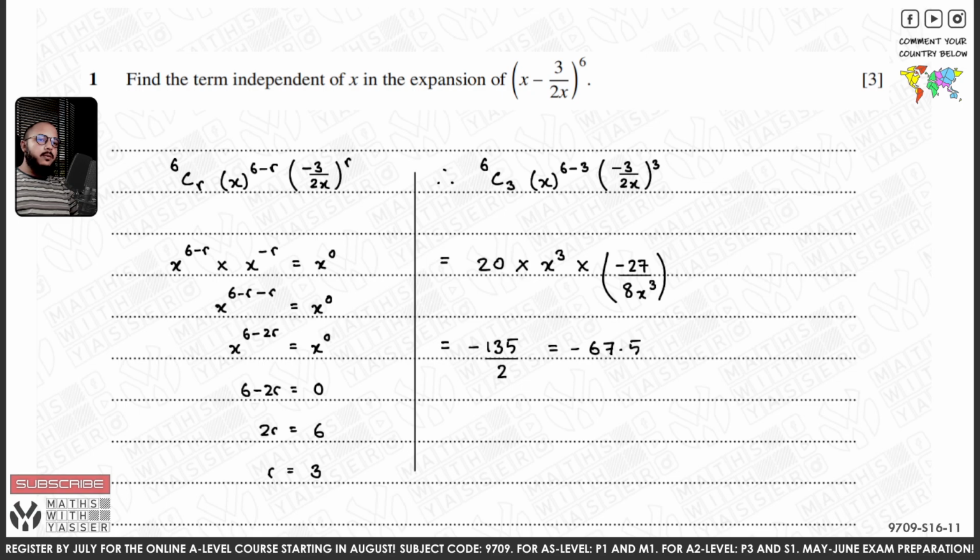Now we know the value of r for which we will get the term independent of x. It will be 6C3 times x to the power 6 − 3 times (−3/(2x)) to the power 3. That gives us 20 times x cubed times −27 over 8x cubed. Simplifying further, we get −135/2, and you can see that x cubed and x cubed cancel out. So we get −67.5. This is the term which is independent of x.